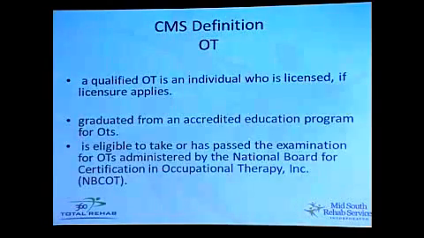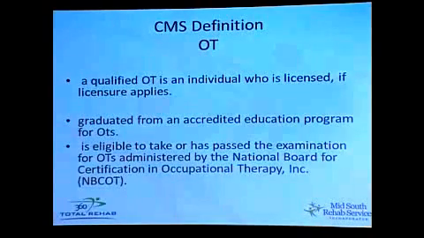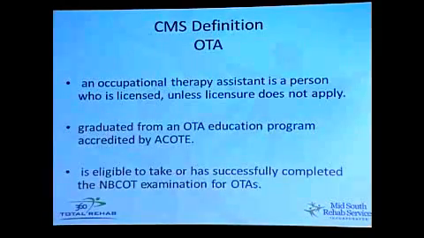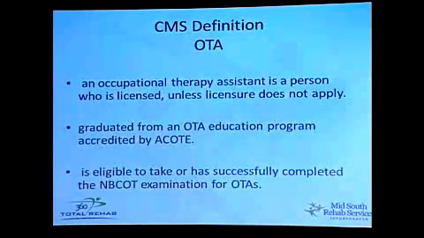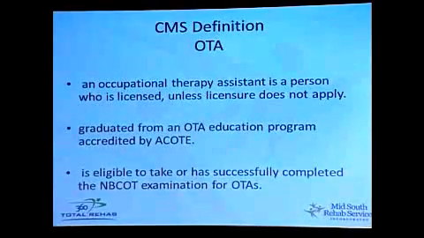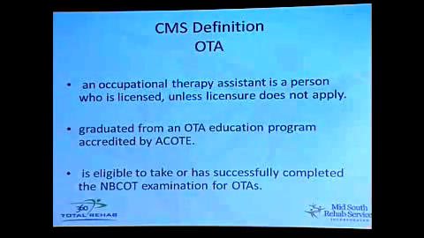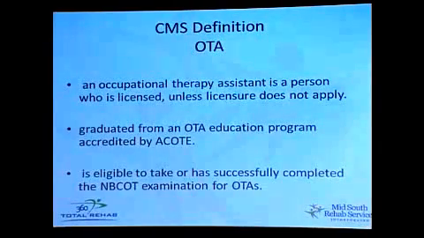An OT is an individual who is licensed and has graduated from an accredited OT program and is eligible or has passed the National OT exam by the NBCOT. An OTA is a person who is licensed, unless licensure does not apply. In some states it doesn't. They have graduated from an OTA educational program and are eligible or have successfully completed the NBCOT for occupational therapy assistants.